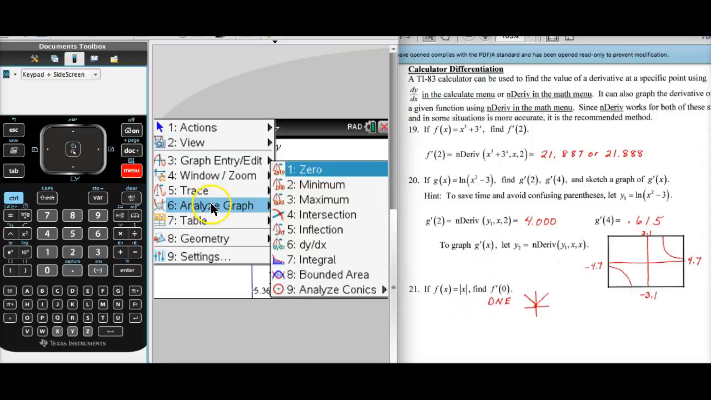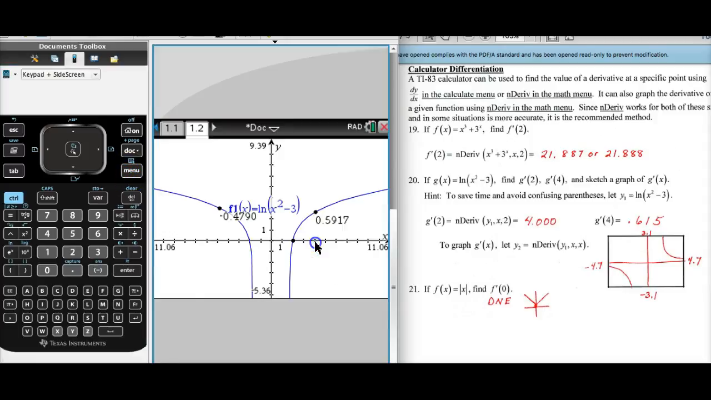So I analyze the graph, and then I find dy dx. Position would be, I type in the number 4, and then I get 0.615. That would be my answer. I was close on my other one, but not quite. 0.615. So that matches up with that.